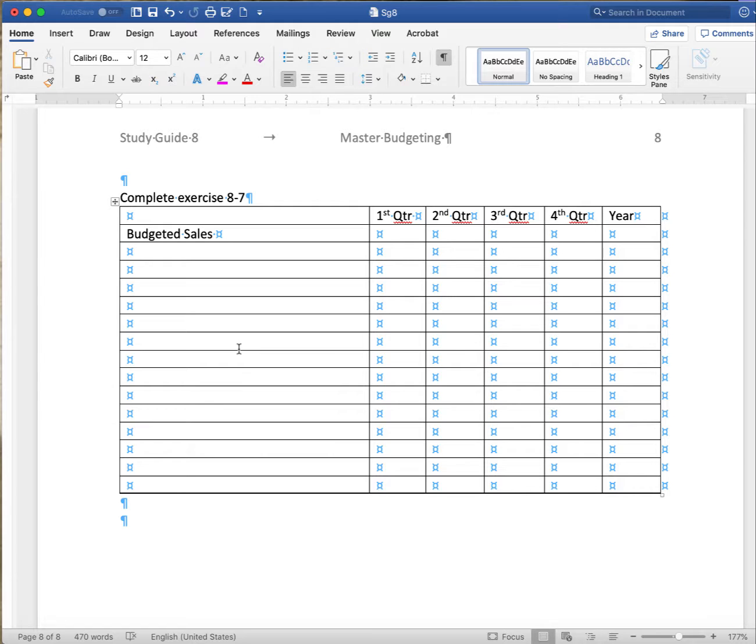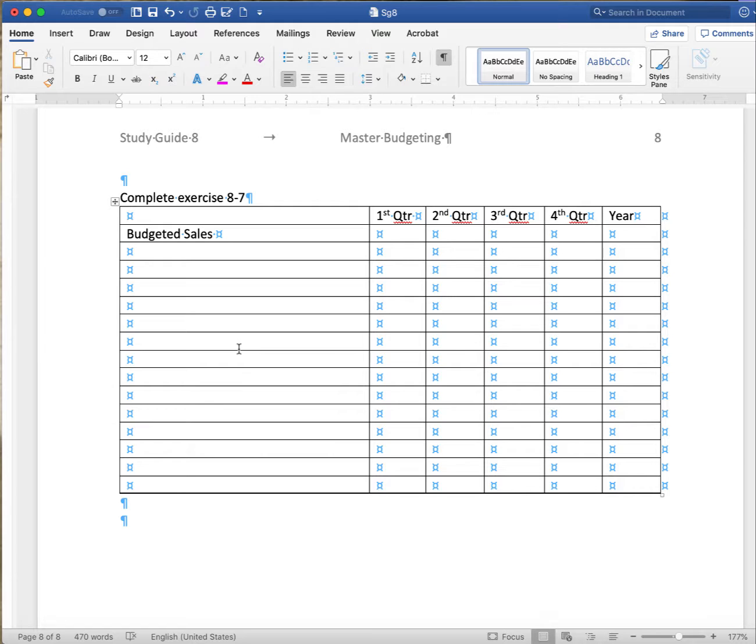Okay. And they give us Garden Depot. It's a retailer. We're preparing the budget for the upcoming fiscal year. We've prepared the following summary of budgeted cash flows. So they did the schedule for cash receipts. They did the schedule for cash disbursements. You already got practice on that by doing exercise 8-1 and 8-3, I believe.